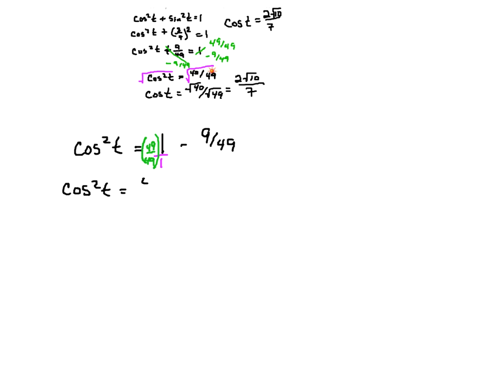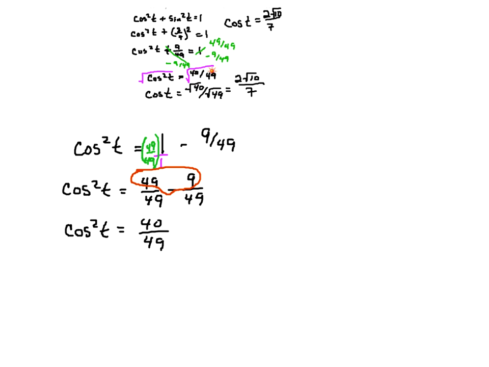So now I have cosine squared t equals 49 49ths minus 9 49ths. Now I have a common denominator. It's perfectly legal for me to go ahead and subtract my numerators over my common denominator. So cosine squared t equals 40 over 49.